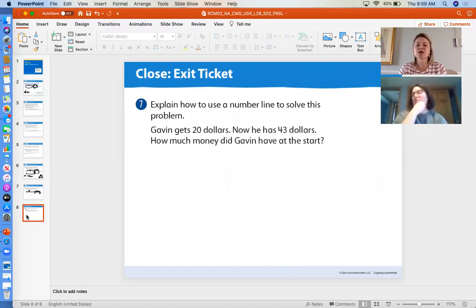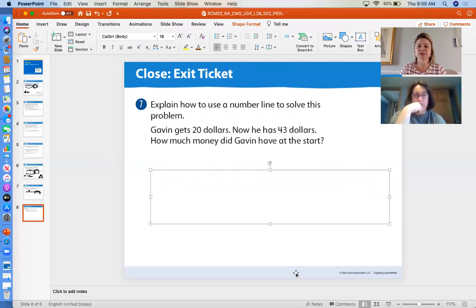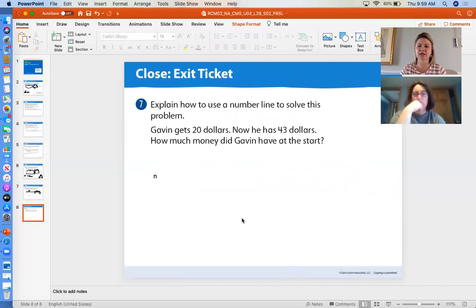Okay, last one. Explain, so use words, how to use a number line to solve this problem. Gavin gets $20. Now he has $43. How much money did Gavin have at the start? Well, so if we know one number and we know the big part, right? So if we had a number line, hold on, I'm just going to put a letter in there because otherwise my text box will go away.